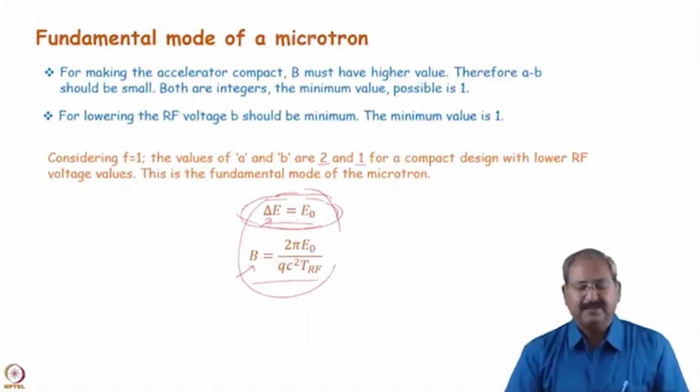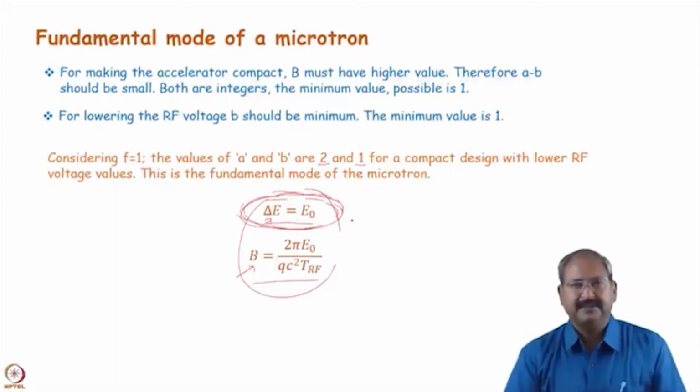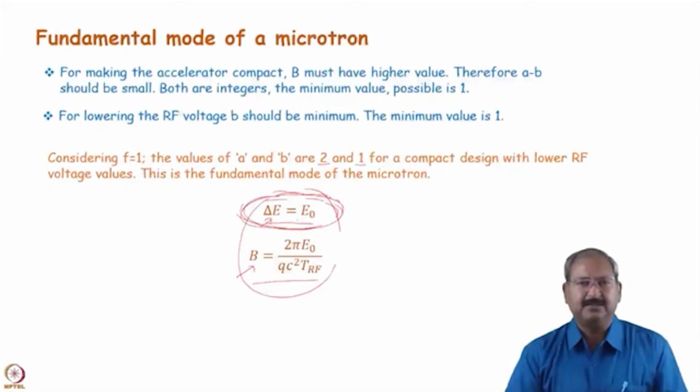Means the voltage which you are applying and giving the energy boost per turn to the particle should be of the order of the rest energy of the particle. Now the proton's rest energy is 1 GeV. So boosting the protons by 1 GeV per turn needs 1 gigavolt. This is not a practical value for particle acceleration. So practically we cannot make a microtron for heavy ions and protons.